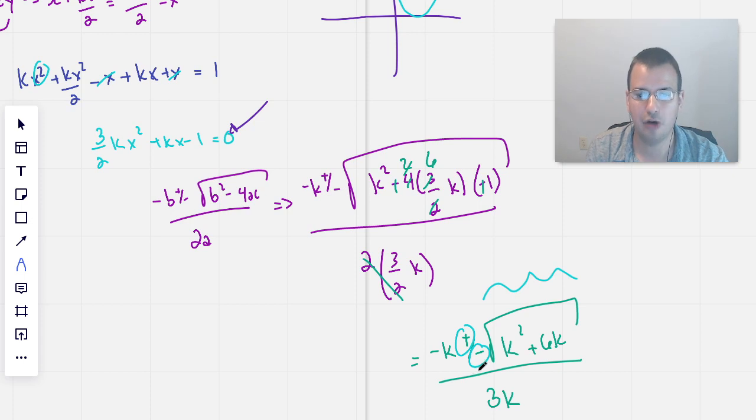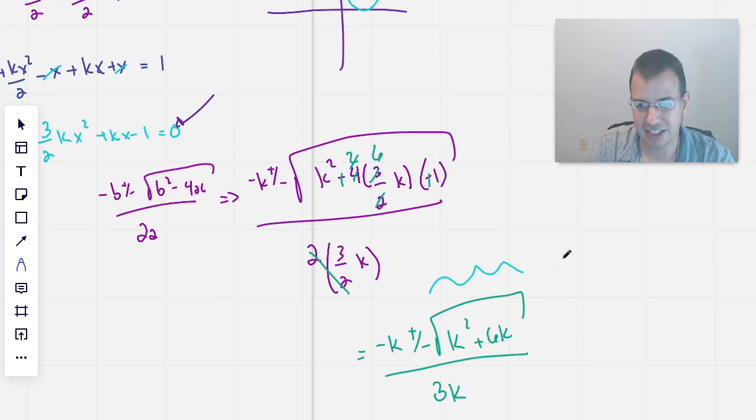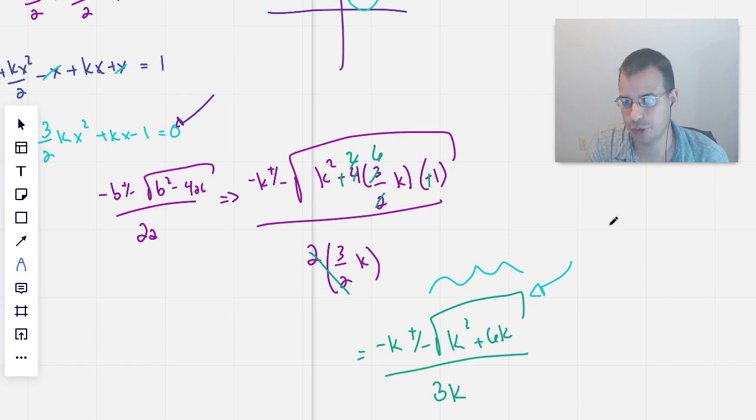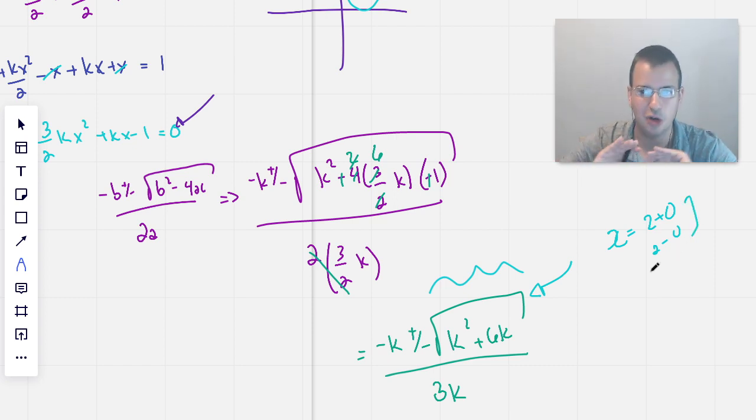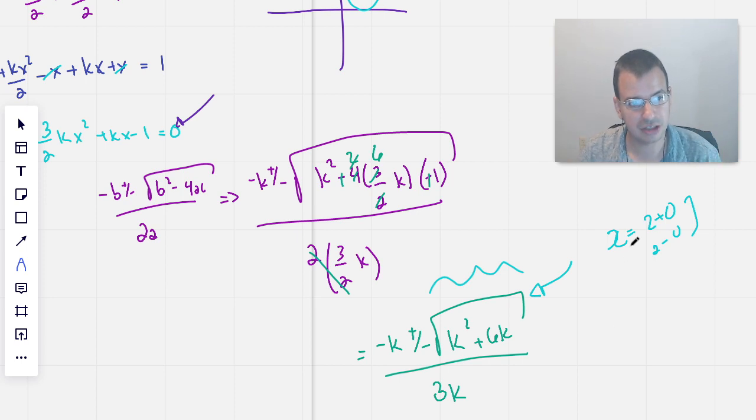Well, this says we only have one solution, so the only way we're going to get that is if this part right here, this determinant underneath the radical, underneath the square root, is 0. Because if, for example, x equals 2 plus 0, 2 minus 0, it's all 2, it's all the same. You can add 0, subtract 0, nothing changes. And so we still technically have two solutions, they're just the same solution.